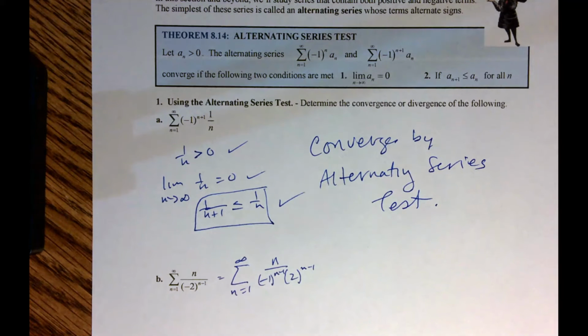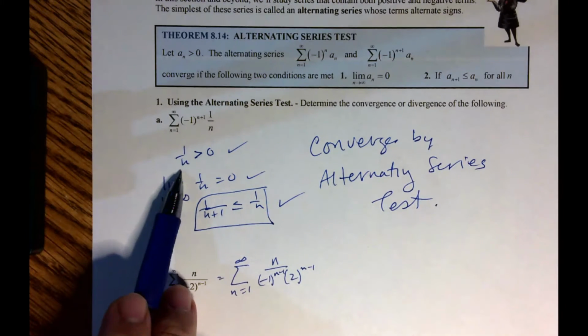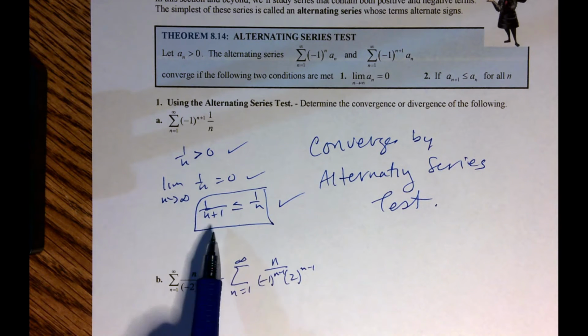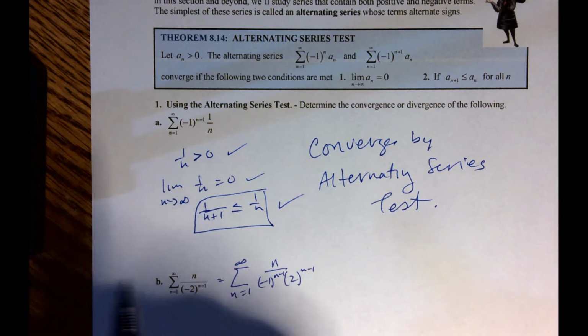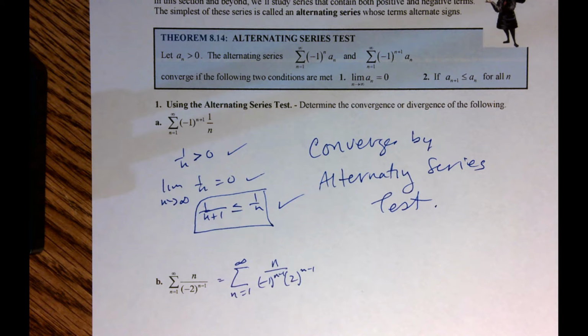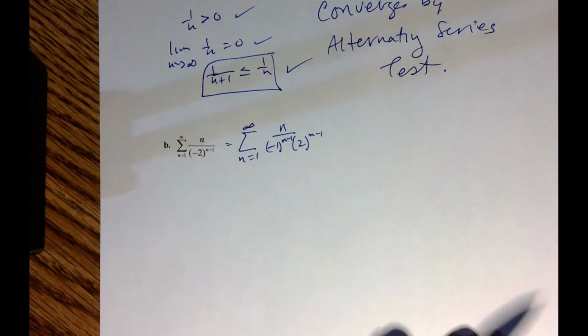And this probably feels cheap because all we did was repeat what they said, right? But that's all it takes. That's all they're asking you to do. Do you know the conditions for the alternating series test? That the terms are positive, the terms are going to 0, the terms are decreasing. Once you've confirmed those 3 conditions, then you can apply the alternating series test. Okay, that's it. Let's look at this one.